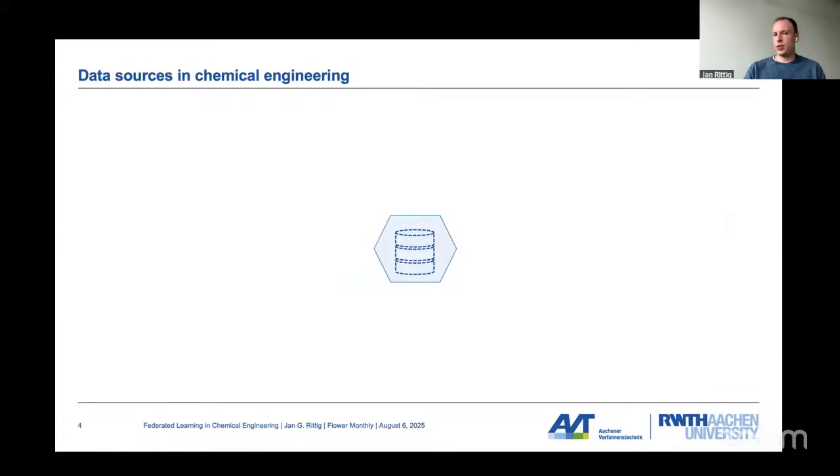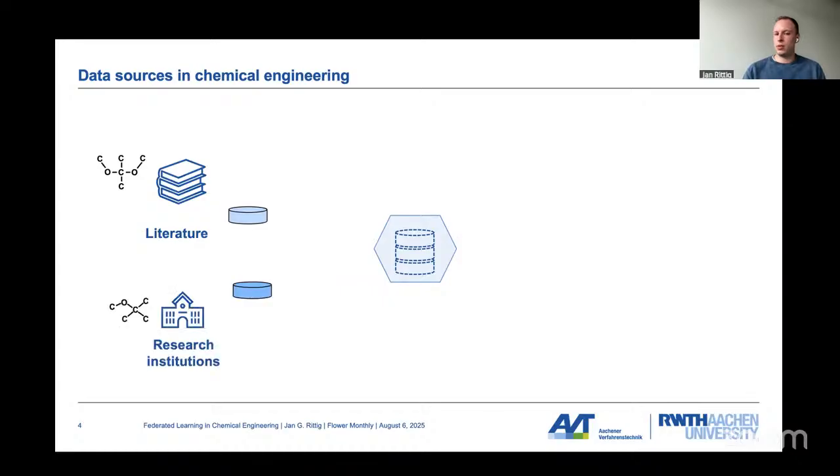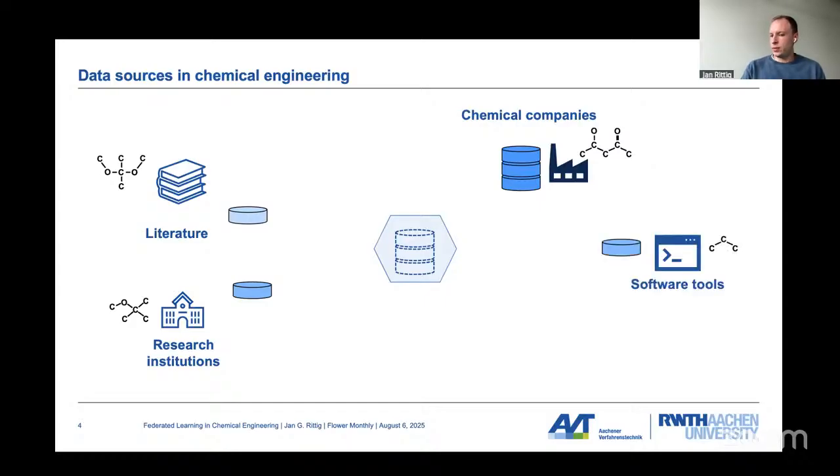And to answer that question, we first looked at the different data sources in chemical engineering. So some of the data we find, for example, for molecular properties is available in the literature. We also have that research institutions have done experiments themselves, and they have data available in their individual databases. Then there's a lot of data stored at chemical companies. Also in software tools, we have some data available. And there are a couple of private data bank organizations, for example, NIST or Dortmund Data Bank, that also have a lot of data, for example, on molecular properties.